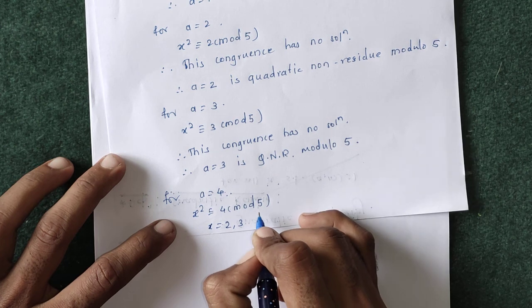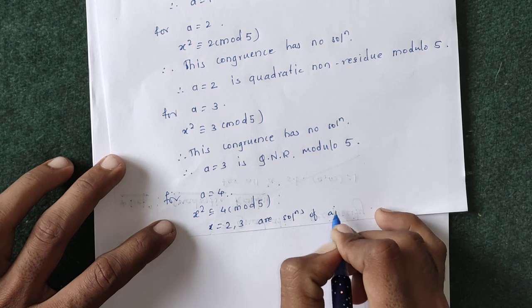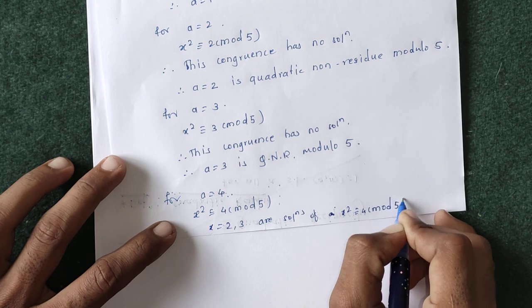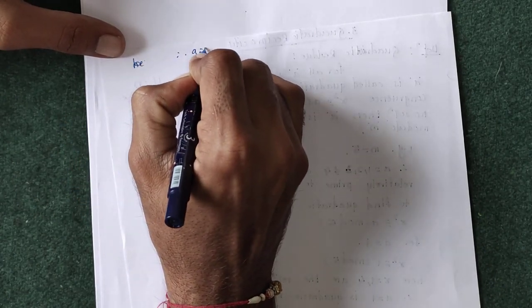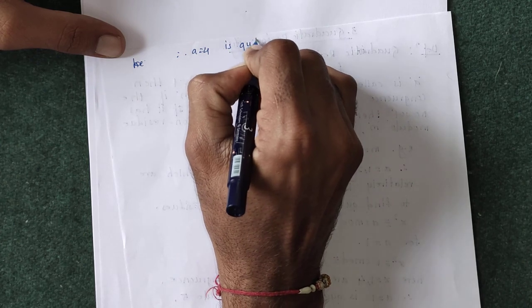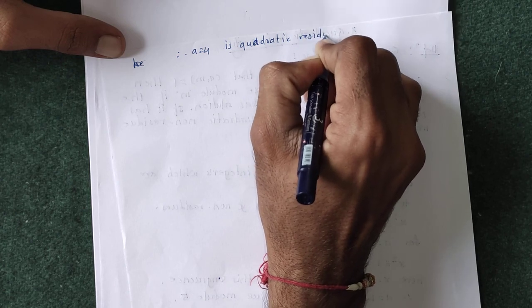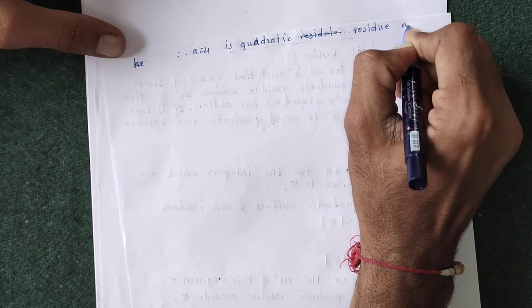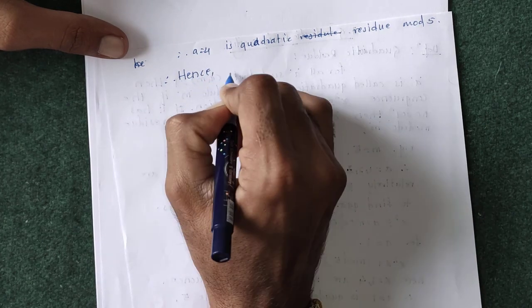So we get x equals 2 and 3 are the solutions of the above congruence, that is, the solutions of x square is congruent to 4 modulo 5. Hence a equals 4 is a quadratic residue modulo 5.